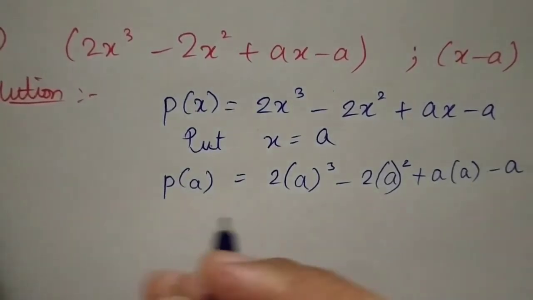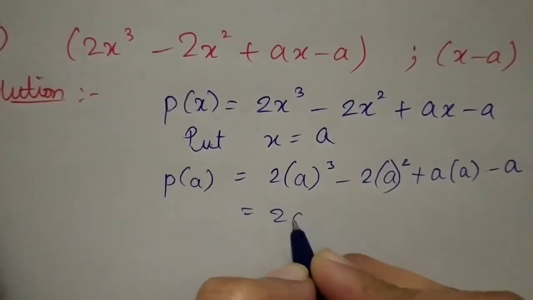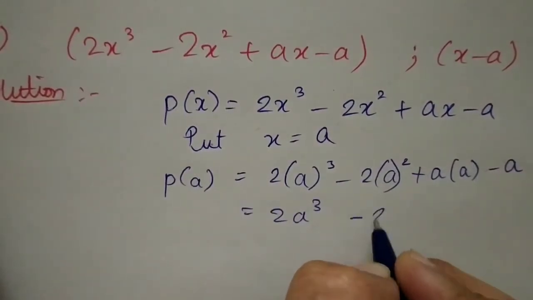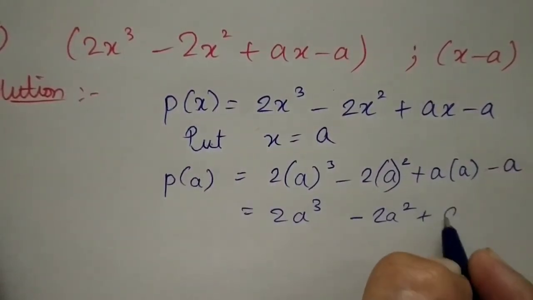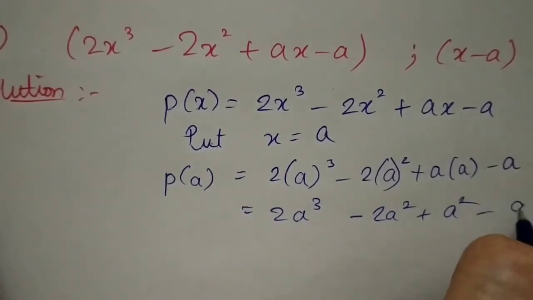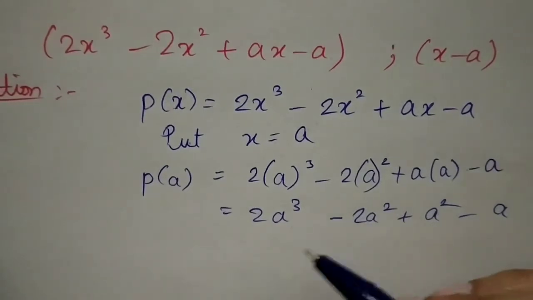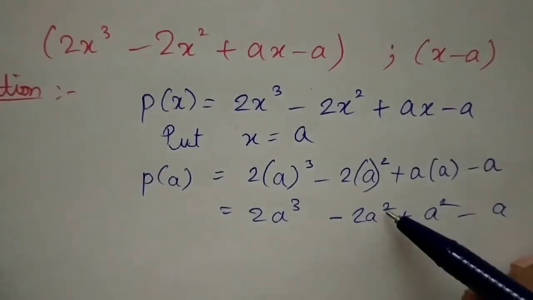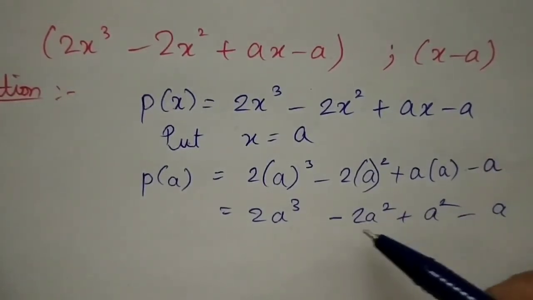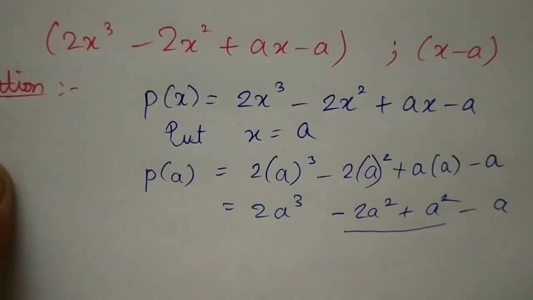So let us see what we get when you solve this. 2 of a cube will be 2a cube minus 2a square plus a into a is a square minus a. Now let us find out whether we have any like terms here. Cube, we don't have any other cube. Square, we have the other square, right? So we'll solve these and write the remaining as it is.